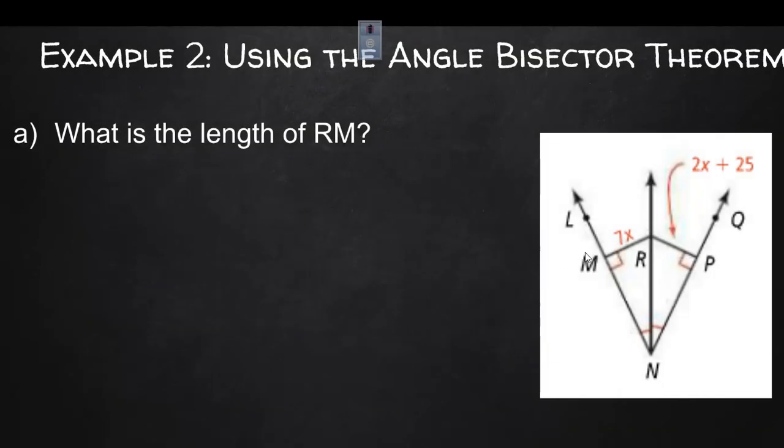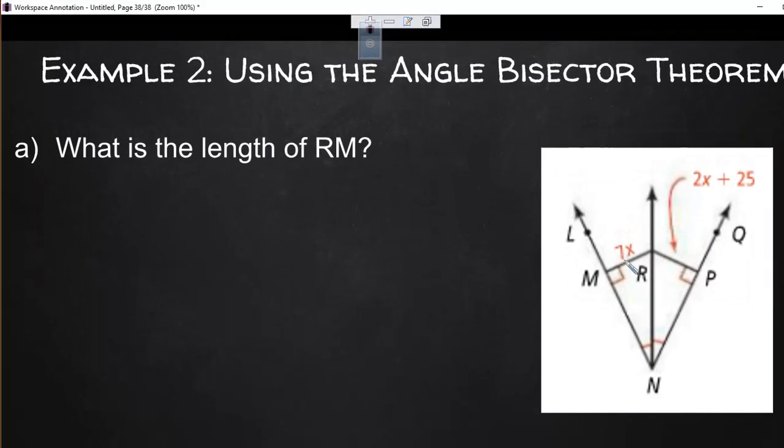So let's look at some problems that we'll encounter using this theorem. What is the length of RM? So this is going to be kind of a matching up thing. So we can look here. As we look at RM is right here. We know that this angle is bisected because of these two arcs. So therefore, this distance here would be the same as this distance here.